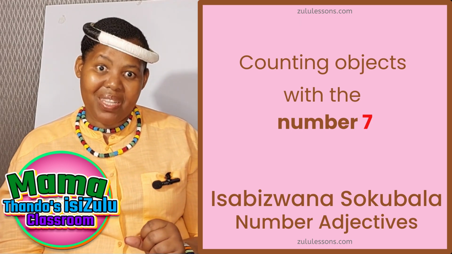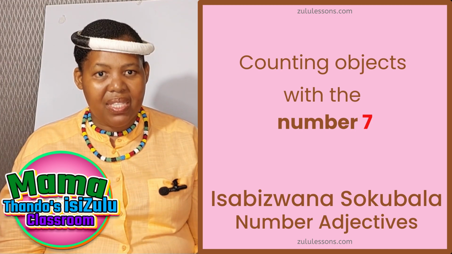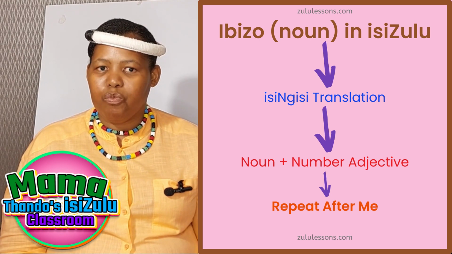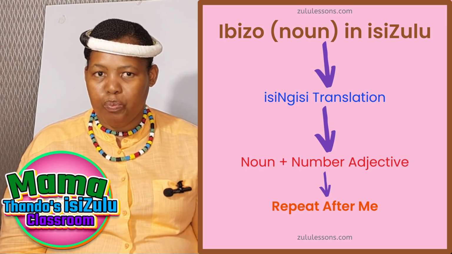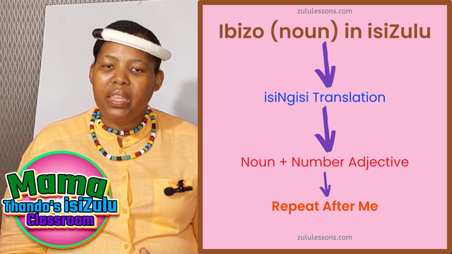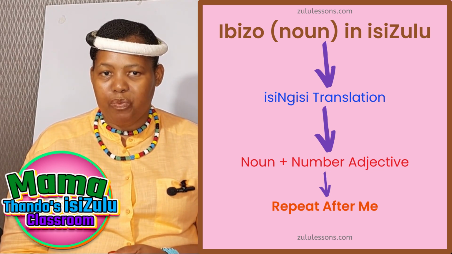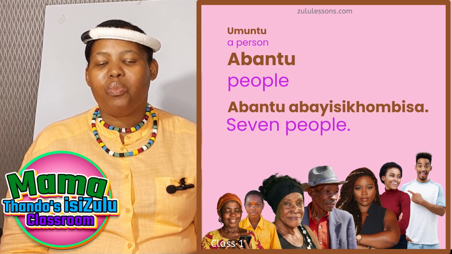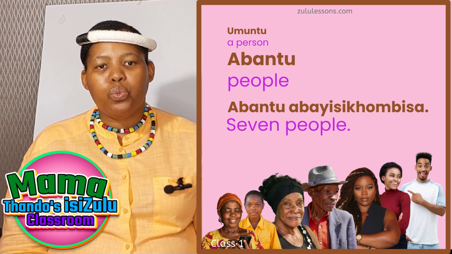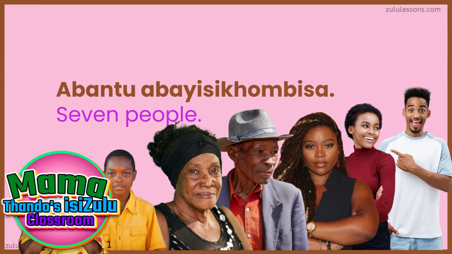Now let's get on with counting objects using the number 7 in isiZulu. I will give you the noun, which is the object we will be counting, in isiZulu, translate it into English, and then give you the full phrase, as in the noun and the number adjective. Let's start. Abantu, people. Abantu abayisikhombisa. Now you try.